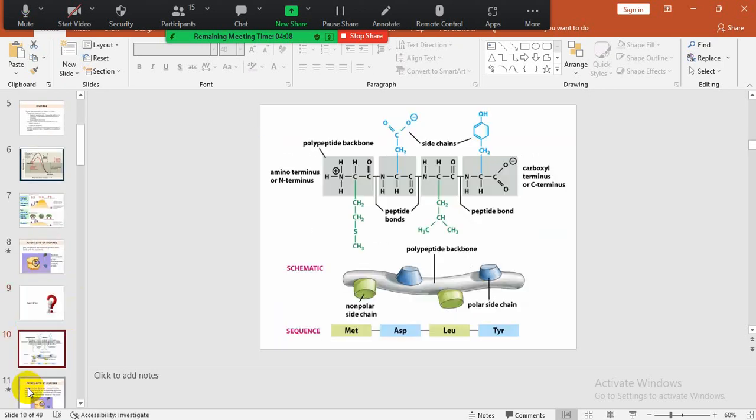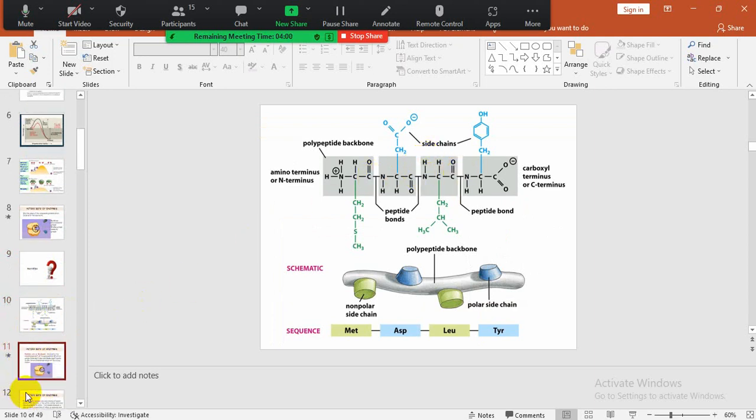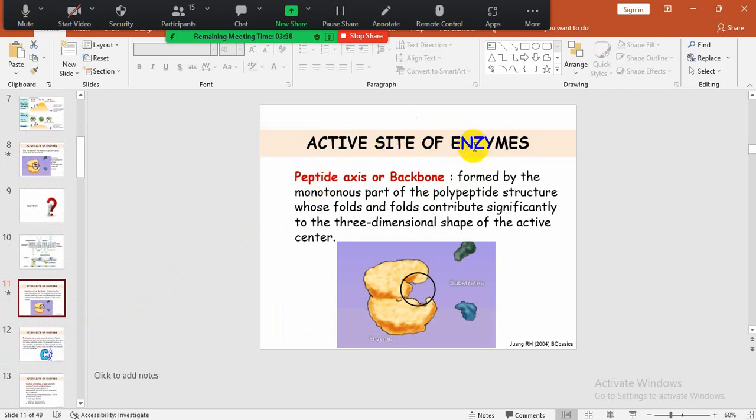So what is a protein? Last time we looked at a protein, so I will not explain this, because you can see the peptide bonds here. So in the active site of enzymes, we have the peptide axis or backbone, and this is formed by the monotonous part of the polypeptide structure, whose folds contribute significantly to the three-dimensional shape of the active site. So we are just looking at the three-dimensional shape of the active site. All this big English that I was reading is just describing the active site.